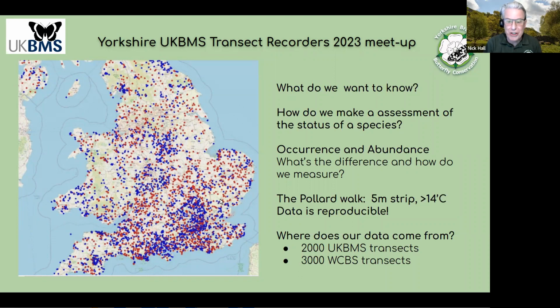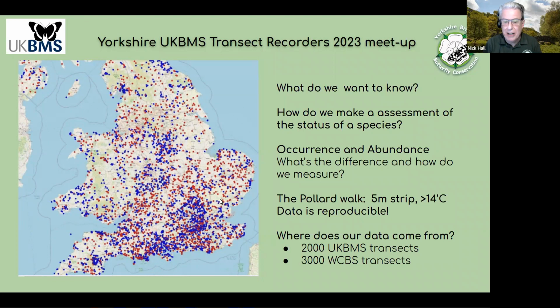And I need to mention how we measure abundance. We use what's known as the Pollard walk, which is a 5 meter strip that we basically count every butterfly within, within certain very strict parameters, which are always worth repeating. So the temperature has to be at least 14 degrees centigrade, 13 degrees centigrade if you push it in the first month, April. And it has to be sunny. That is critical. And when I say sunny, I mean we need to have more than a flash of sun every 5 minutes to ensure that we actually have flying butterflies.